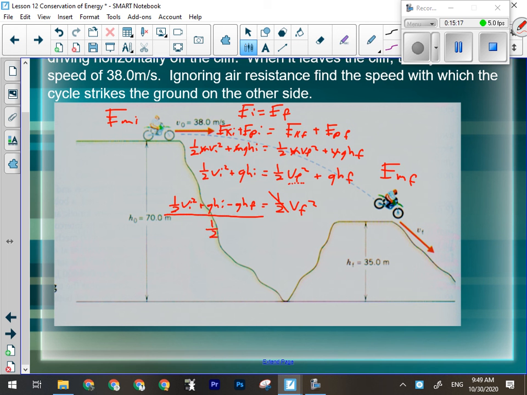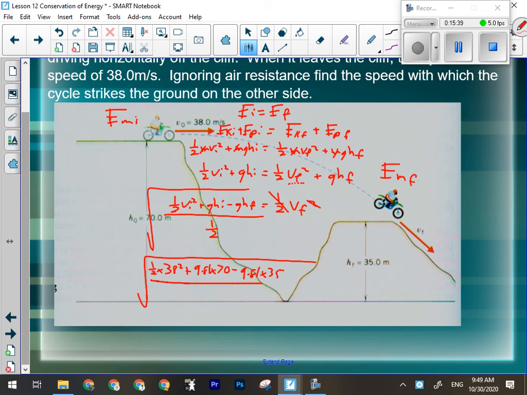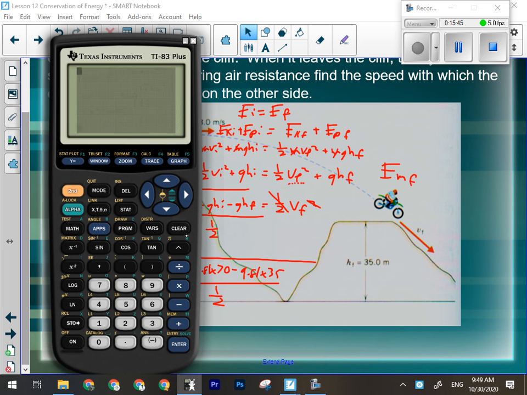Okay, and then what? Square root. Okay, so now I can plug in my numbers. So we're going to have 1/2 times 38 squared, plus 9.81 times 70, initial height, minus 9.81 times 35, divided by 1/2. All right, can this get a little bit crazy when you're entering it into your calculator?